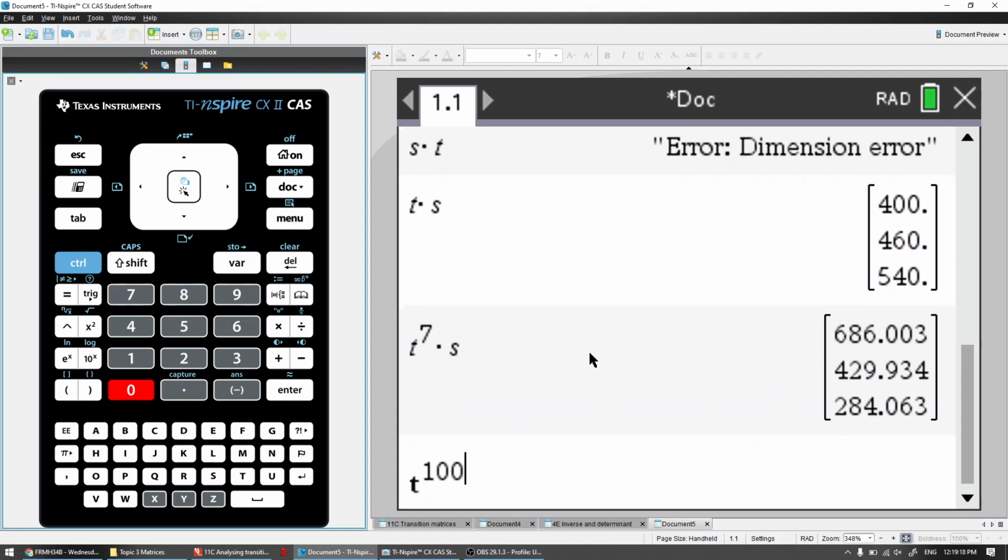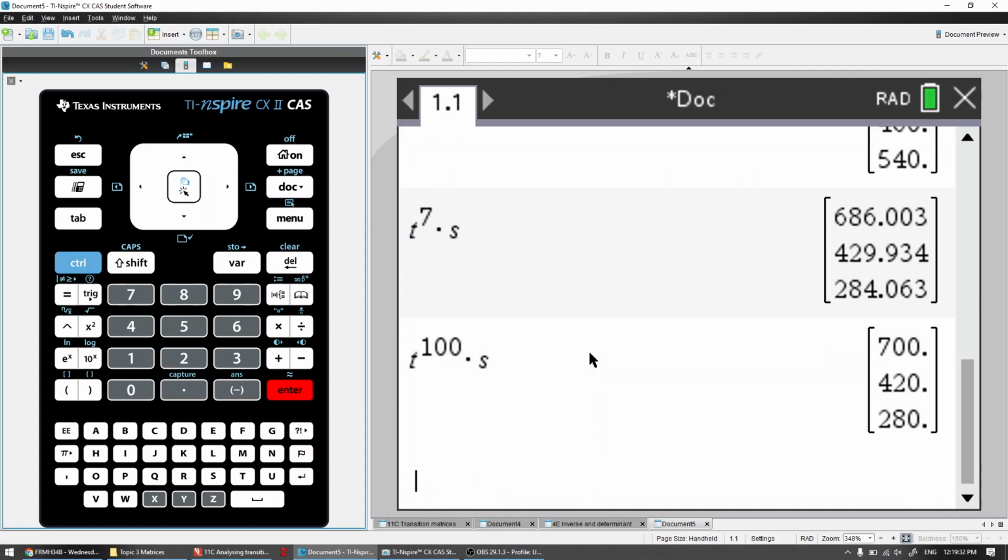So I'm going to put in T to the 100 times S. 100 is a pretty large number. You might need to go larger, but 100 is a good place to start. Is this just trial and error? Not just trial and error. So you'll see that it's actually not 700. It's probably 699 or 700 with a long list of decimals.